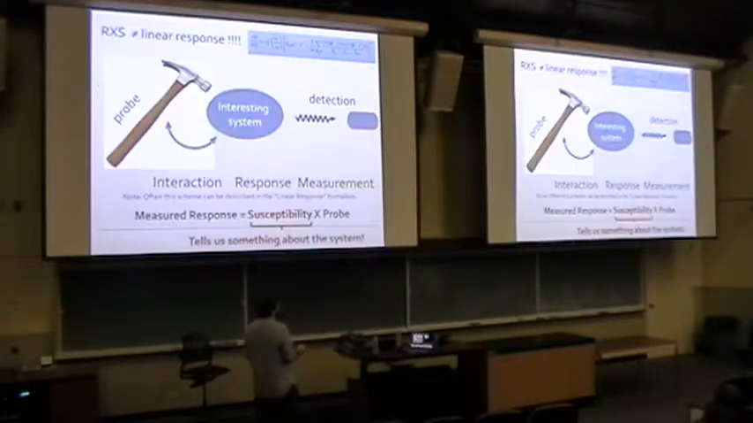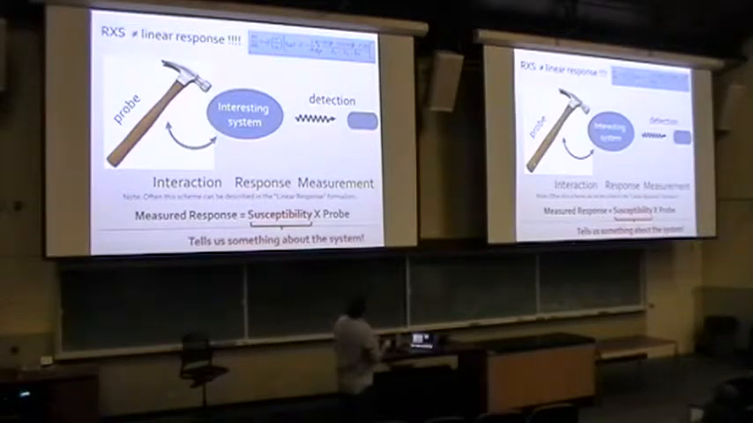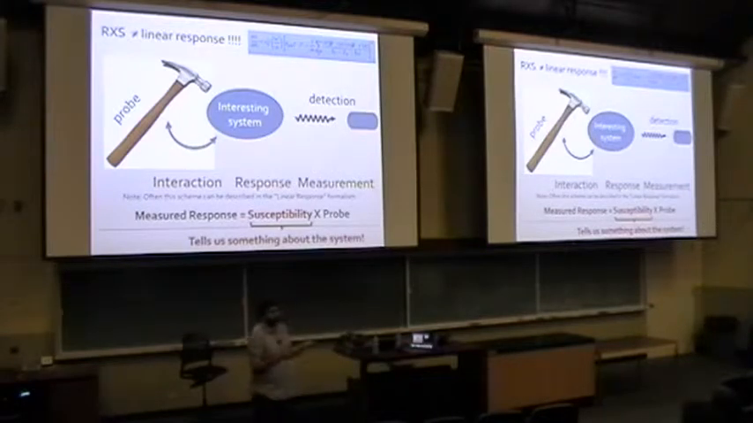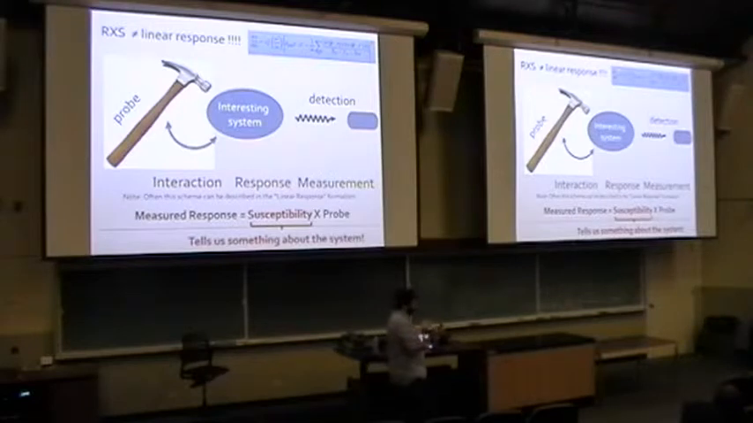And the reason you can say this is because a lot of times you can present your technique in terms of linear response theory, okay? Where you have a probe, and you have an interesting system that you're trying to probe. As you hammer that system and excite it, that system is going to react. You're going to hit something, and you're going to make that detection. And if your measured response is proportional to the probe, that proportionality is the susceptibility, which tells you something about the system.